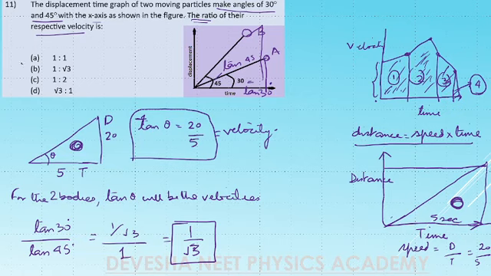So the answer is 1 by root 3. I hope you understand this. Please let us know if you have any feedback. These are all the problems we have for this exercise.